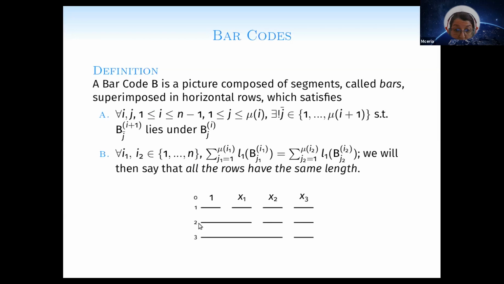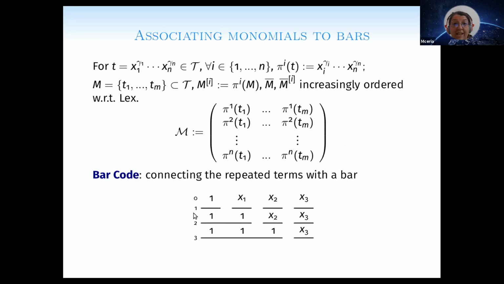And it is a diagram of this kind in which you have these horizontal rows and these small segments in each row that are called bars, which satisfy two properties. First of all, under one bar, there is only one bar. So if I have a bar here, I cannot break in the middle at some level downstairs. And also, I need all the lines to have the same length, where the unit of measure for length is the top bars, because as you can see, they correspond to a single monomial. I will explain to you in the next slide why.